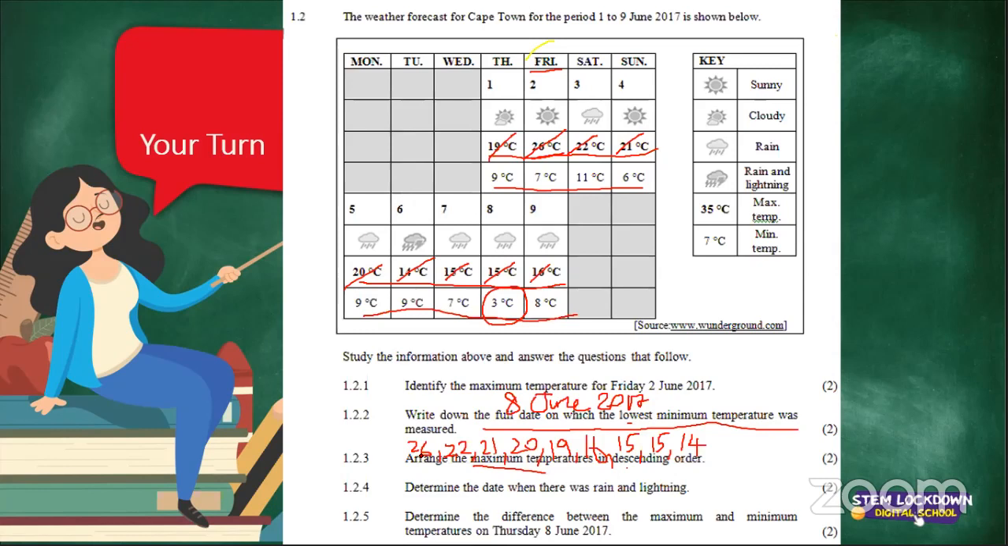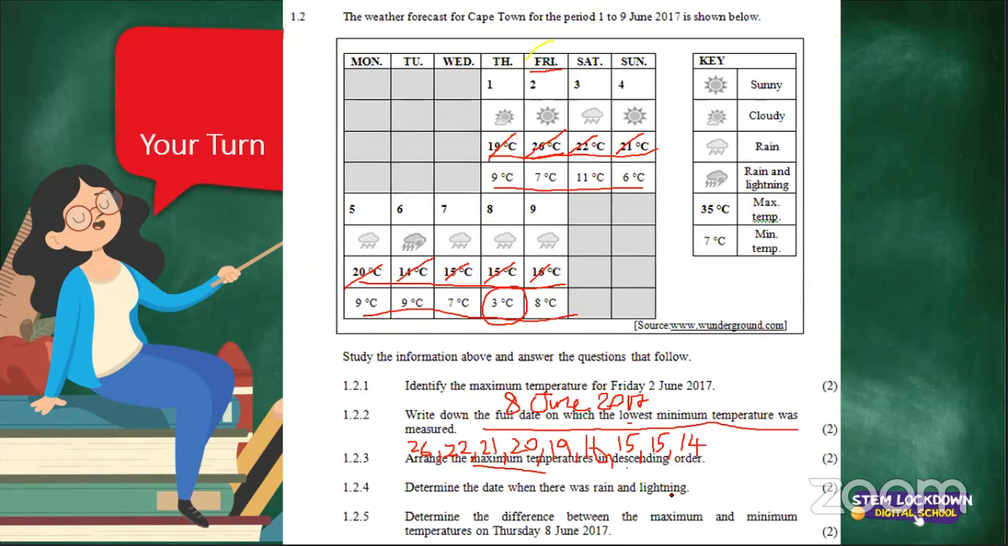And check that they are descending. 26, 22, 21, 20. So they are descending. So full marks for this one as well. Next one. Determine the date when there was rain and lightning. On which date was there rain and lightning? For this one, you need to look at your key.